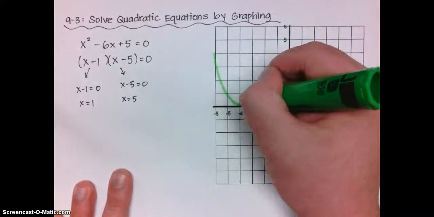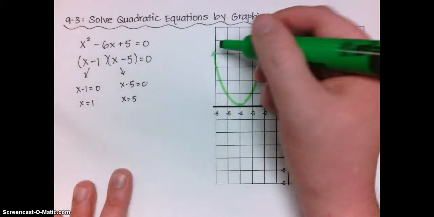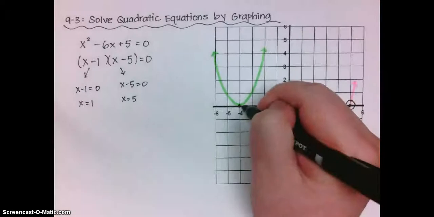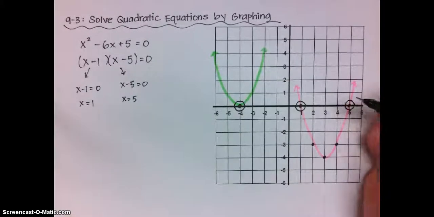You may also have a parabola that looks something like this. I'm just drawing a made-up one right now. All right, and in this case, the parabola would only have one solution. The solution would be x is equal to -4.